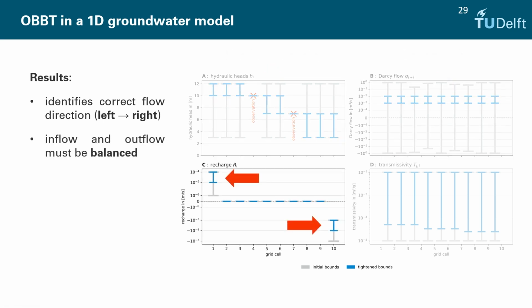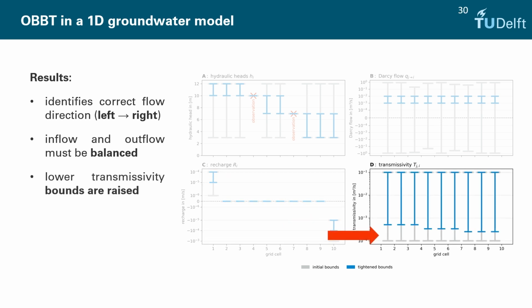The second thing it learns is that the mass balance in the entire system must be maintained. We gave it deliberately mismatched recharge bounds, and it learned that you cannot take out more water than you put in a steady-state system, and it adjusts the recharge bounds accordingly.